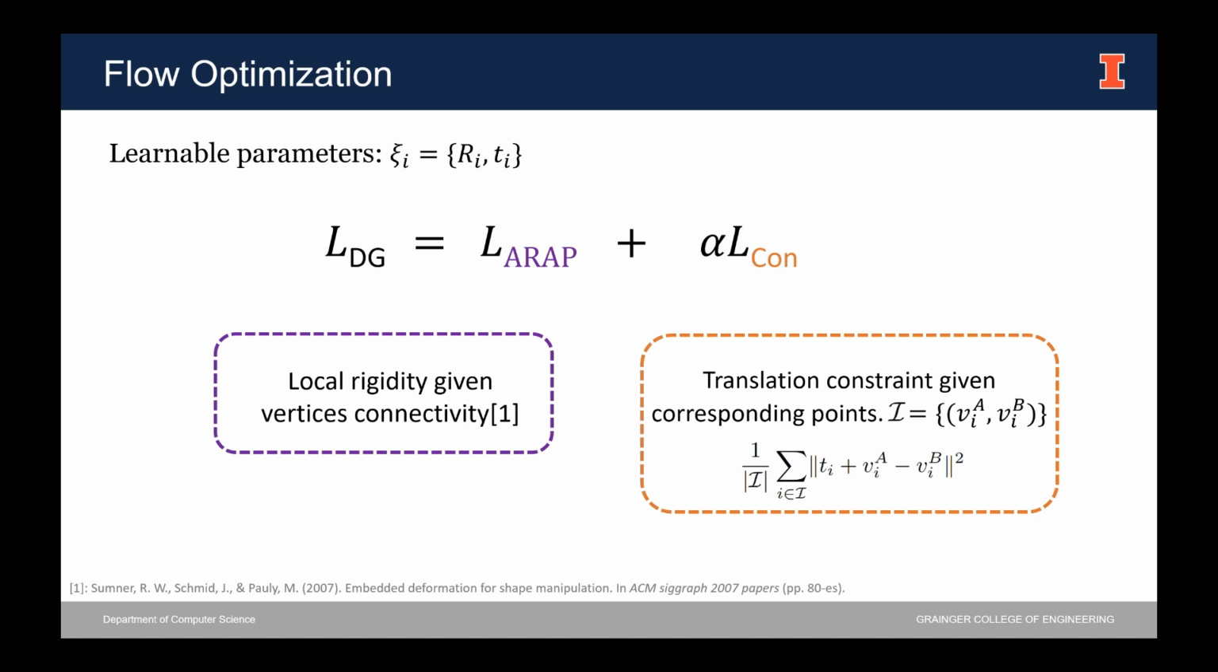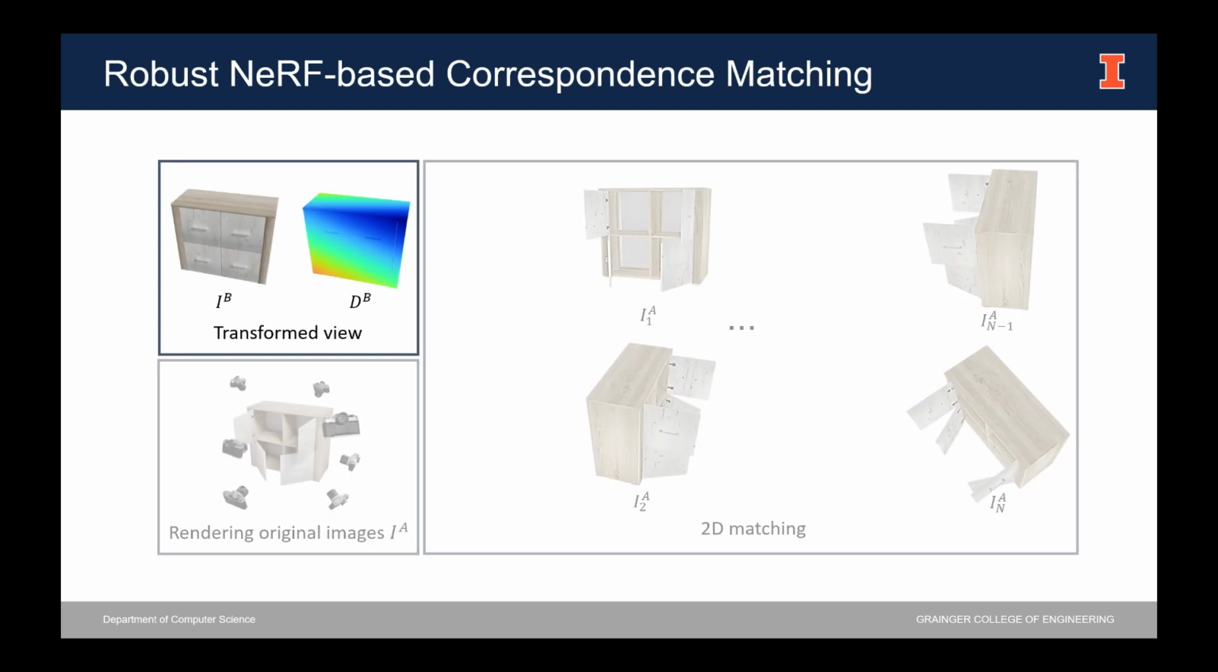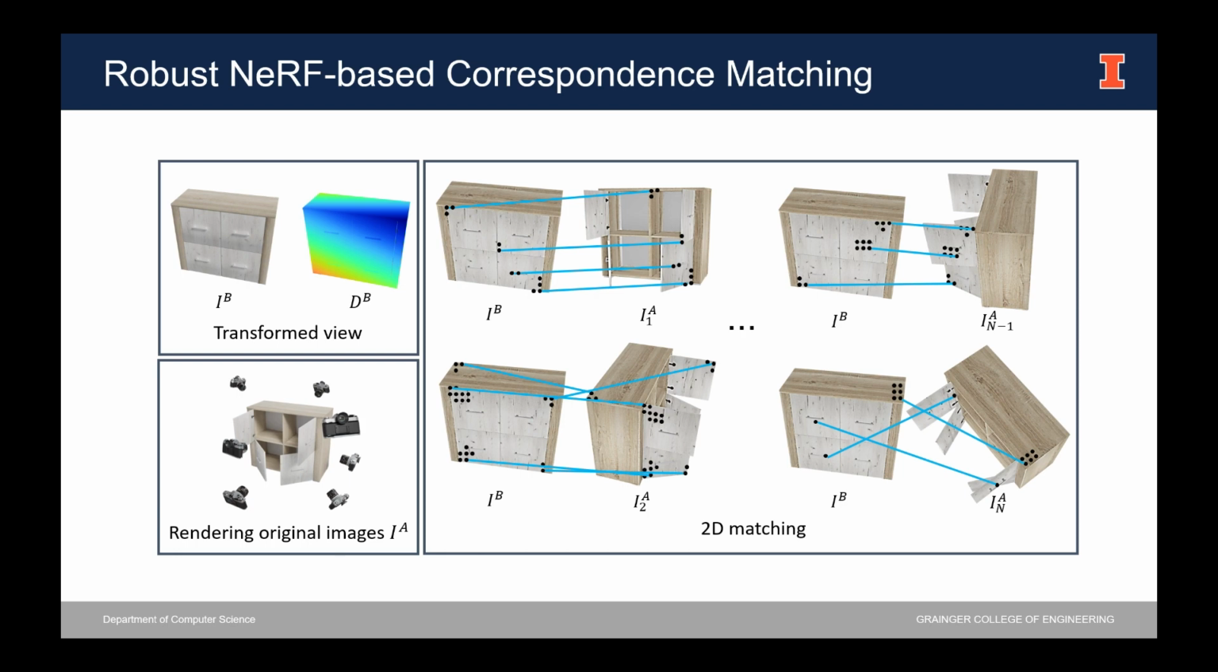Now let's discuss how to get the corresponding point set. We first find 2D correspondences between the transformed RGB view and the original NeRF-produced renders, then filter in pixel space. Then we lift the pixel correspondences to 3D and filter the false positives in 3D space. Given the transformed space image, we first render original images surrounding the original NeRF. Then we run a 2D dense matching method to match between the transformed image and the original images. Here, every black dot is a corresponding pixel, and the blue line connects the 2D pixel pair. For better visualization, we do not draw all blue lines.